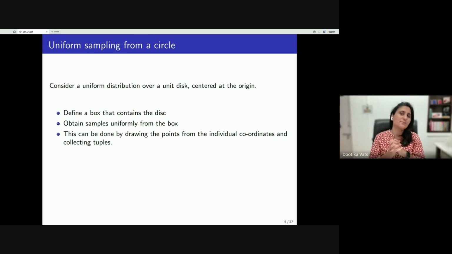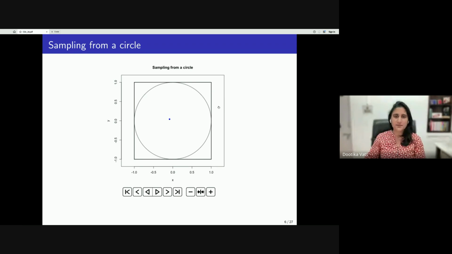The way I'm going to do my sampling from this uniform distribution over the disk is we're going to define a box that contains the disk, and we will obtain samples from the box. Obtaining samples from the box is easy because I can obtain a sample on the x-axis of the box randomly and on the y-axis of the box randomly, and together they give me a joint draw from the box. I just join the tuples, and that gives me a joint draw from the box. So let's actually see a visualization of this. Let me pause here just to say what's happening. So this is my circle.